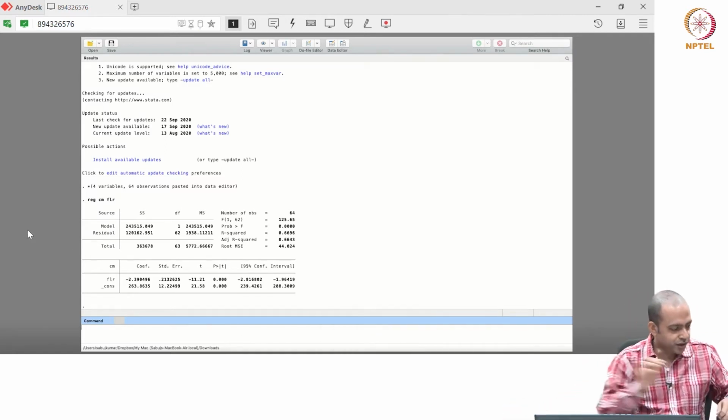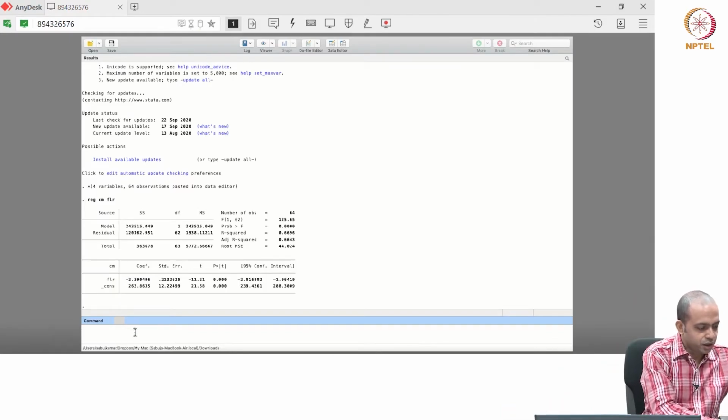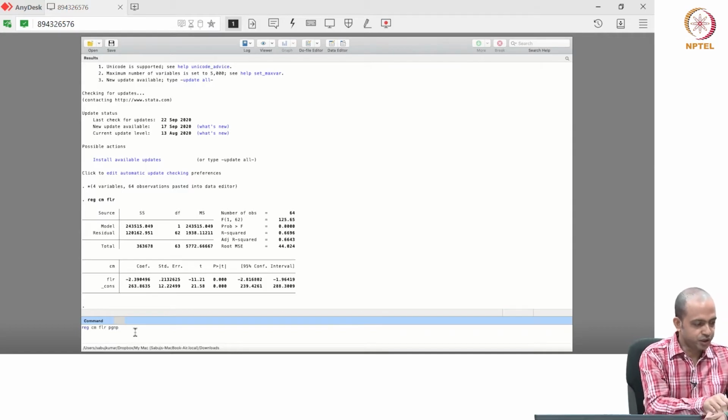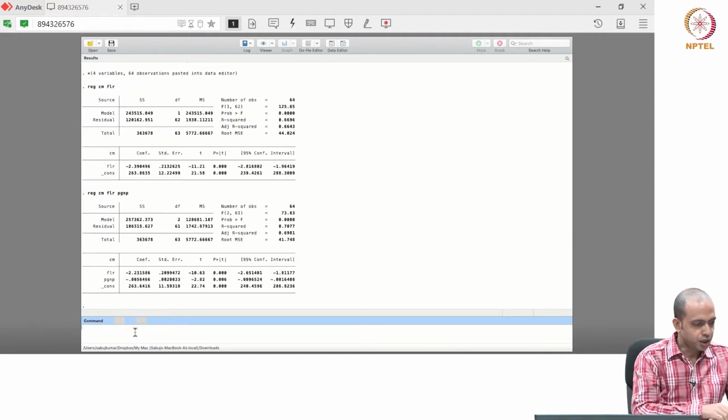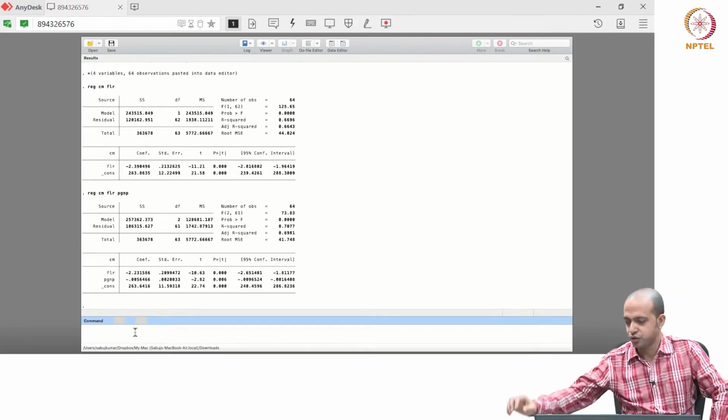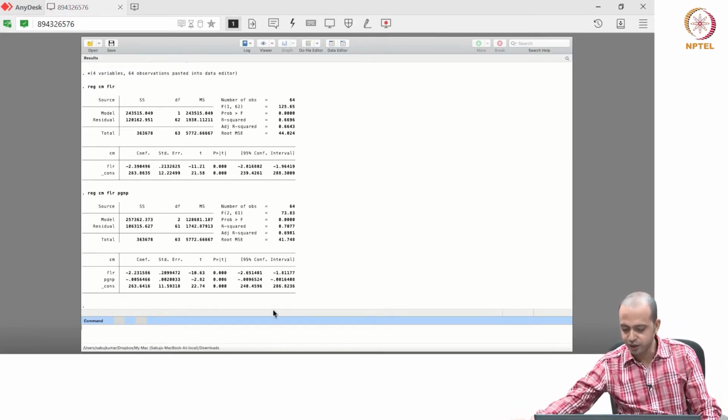After this, I will run the complete model, which is reg CM FLR and then PGNP, and this would become your complete model or the new model, and you will get the R square new as 0.70. Okay. So, what you have to do now is use these two R square values and put them into the function that we defined earlier.